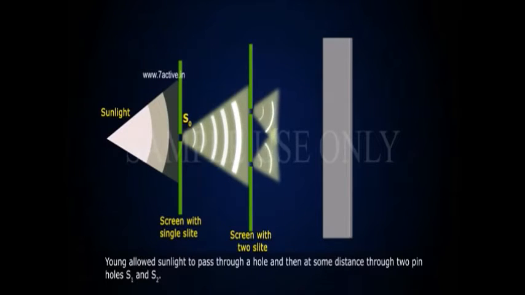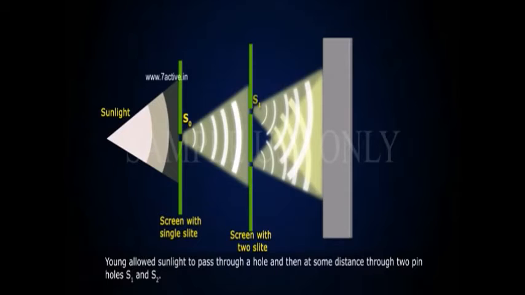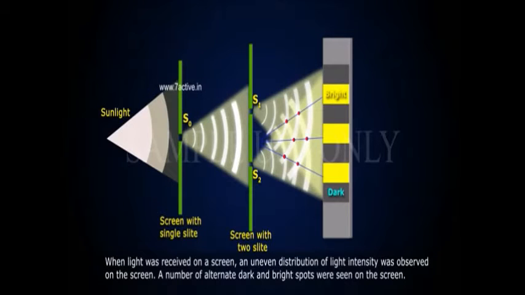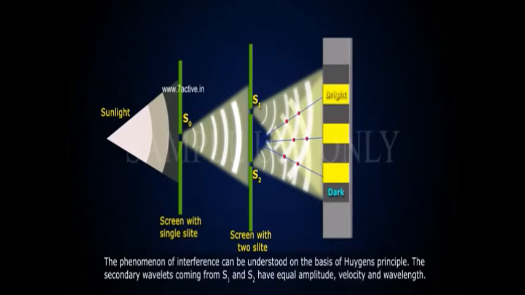In 1801, Thomas Young demonstrated successfully the interference of light by performing a double-slit experiment. Young allowed sunlight to pass through a hole and then at some distance through two pinholes, S1 and S2. When light was received on a screen, an uneven distribution of light intensity was observed on the screen. A number of alternate dark and bright spots were seen on the screen.